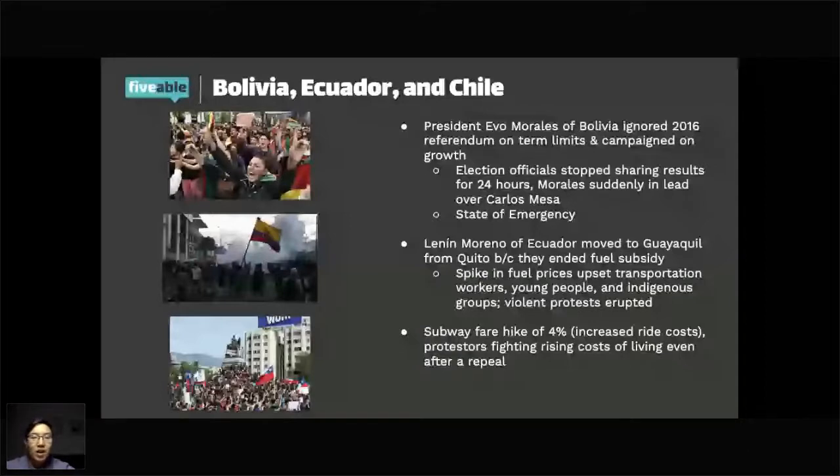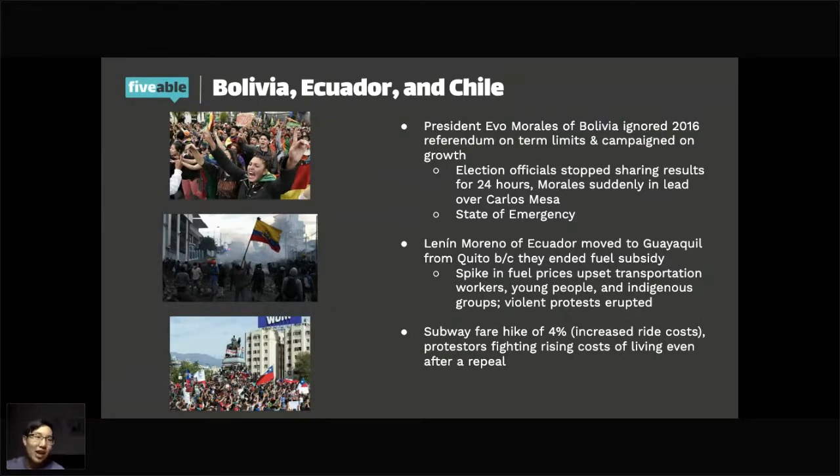Also in Ecuador, Lenin Moreno actually had to move his capital. He had to move the government to a separate city, Guayaquil, because they ended what's called a fuel subsidy, which led to a spike in fuel prices. That's really problematic because it led to transportation workers, young people, and indigenous groups not being able to afford gas. That's what led to violent protests erupting, leading to street fights, Molotov cocktails, breaking into businesses, things like that.